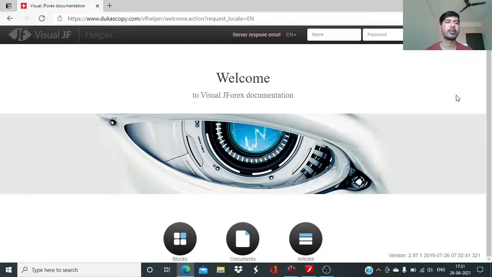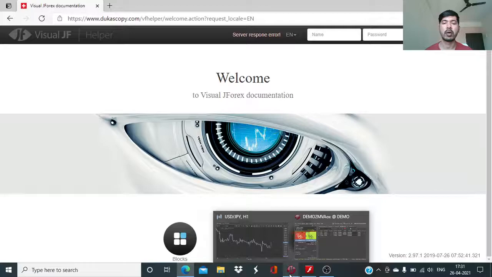Vaibhav. In today's session of Visual JForex, we will be continuing our algorithm development using the indicator Directional Movement Index (DX). This is the second part of this series, and in today's session, we will be focusing on getting the setup complete for the buy side execution of the order.